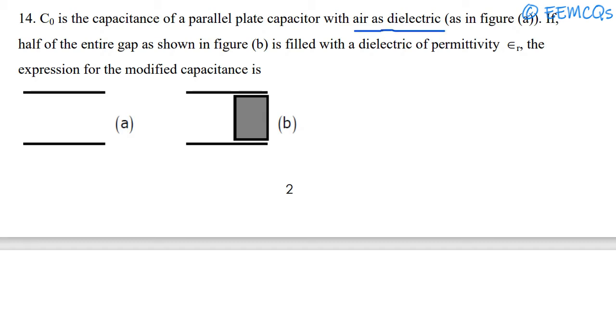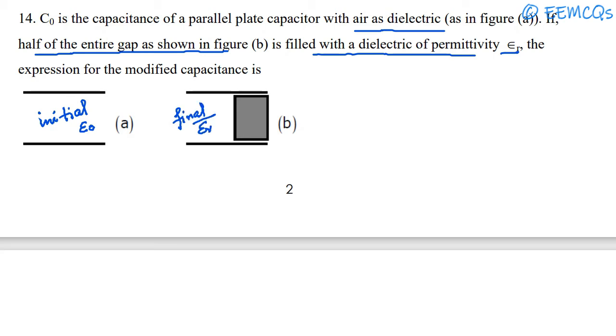If half of the entire gap as shown in the figure is filled with a dielectric of permittivity epsilon r, the expression for the modified capacitance is, okay. So this is the initial condition, and this is the final condition. What do we have to find out? The expression for the modified capacitance.